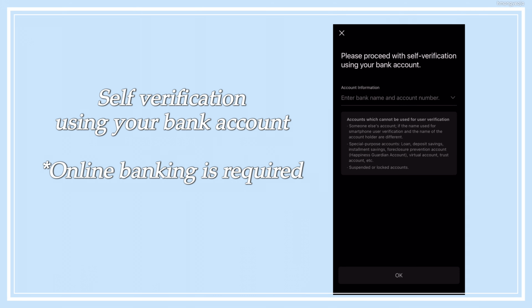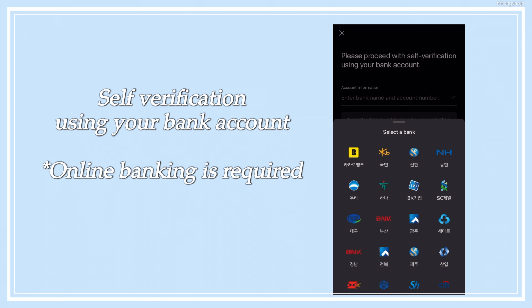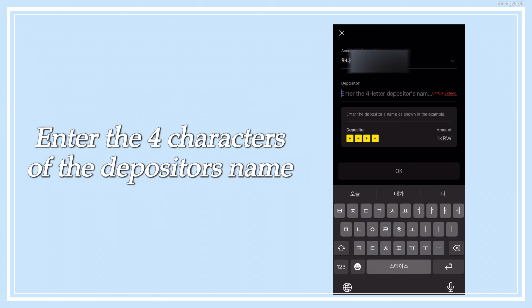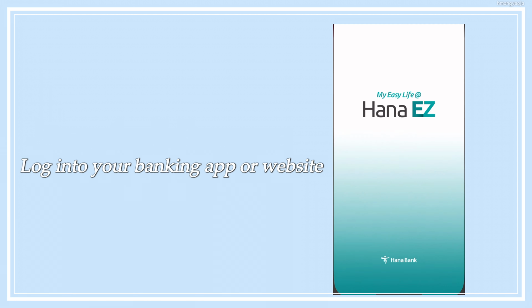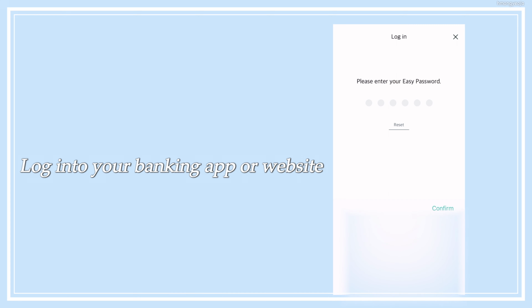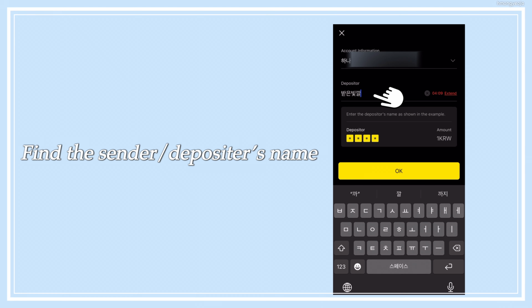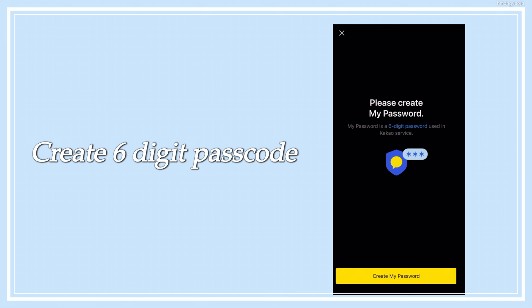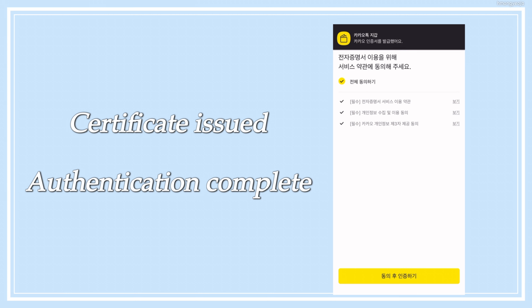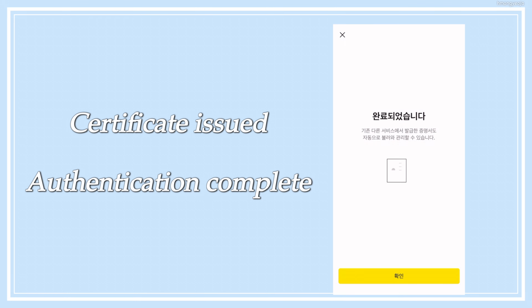Now you will have to verify your identity using your bank account, so please choose your bank and put in your bank account number. They are going to send you 1 Korean won, so you will have to log into your banking application and find out who the name of the sender is. The sender's name is here, so you will type these Korean characters into the depositor blank right here and then press OK. On the next page, you will need to create a 6-digit password, so choose 6 numbers and then confirm those 6 numbers to continue. After you create your password, your certificate will be issued and you can continue to the next page.